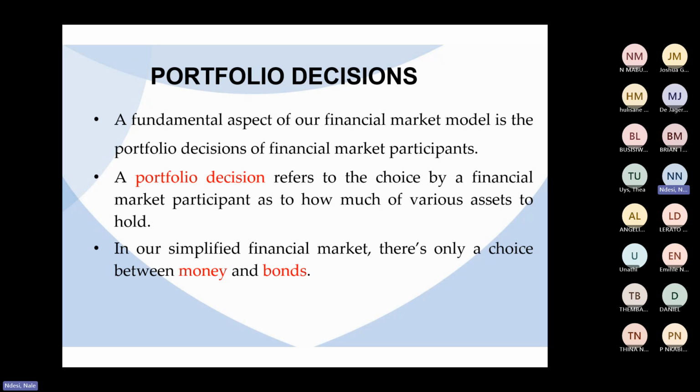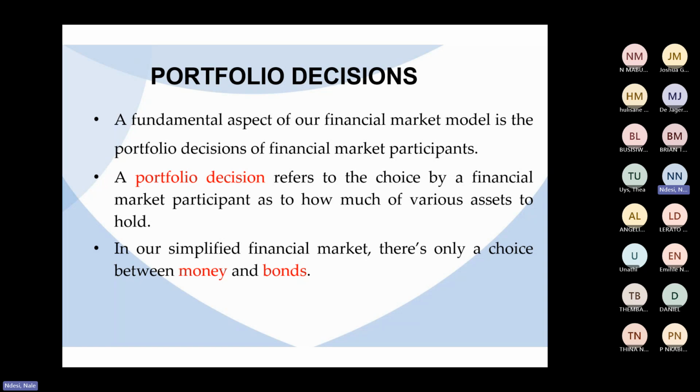An essential part of a financial market model is the portfolio decisions of financial market participants. A portfolio decision refers to the choice by financial market participants as to how much of various assets they wish to hold. In this model of the financial market, there are only two choices for our financial participants, which is a choice between money or bonds.